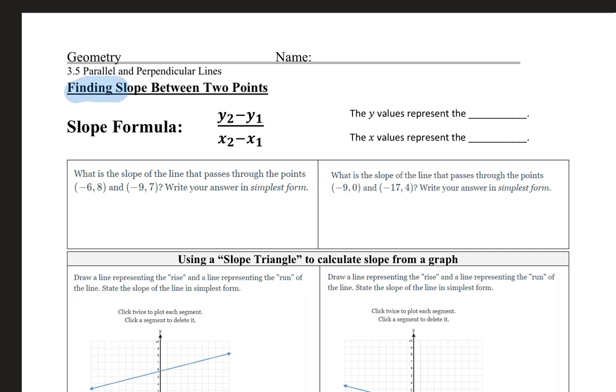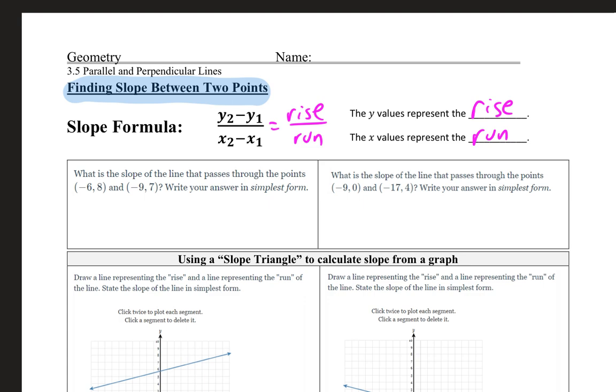When we find the slope between 2 points, we're going to use this formula. This is what we use to calculate the slope when they want us to calculate the slope. The y values represent the rise, and the x values represent the run. So this is going to be rise over run. y2 minus y1 will give us our rise, and x2 minus x1 will give us our run.